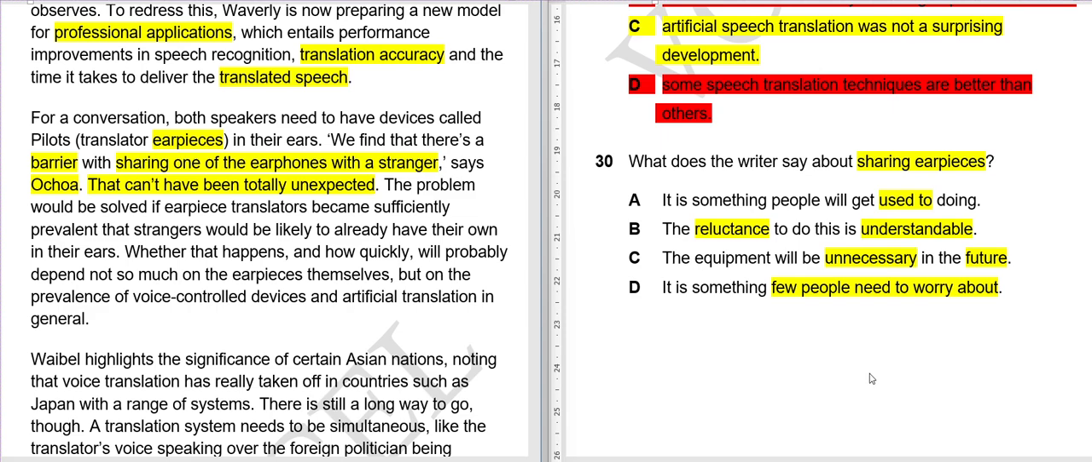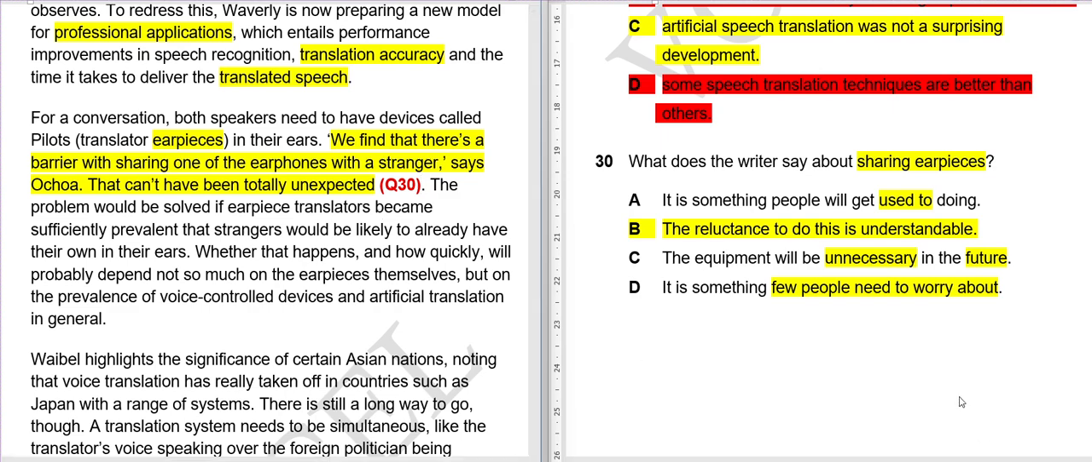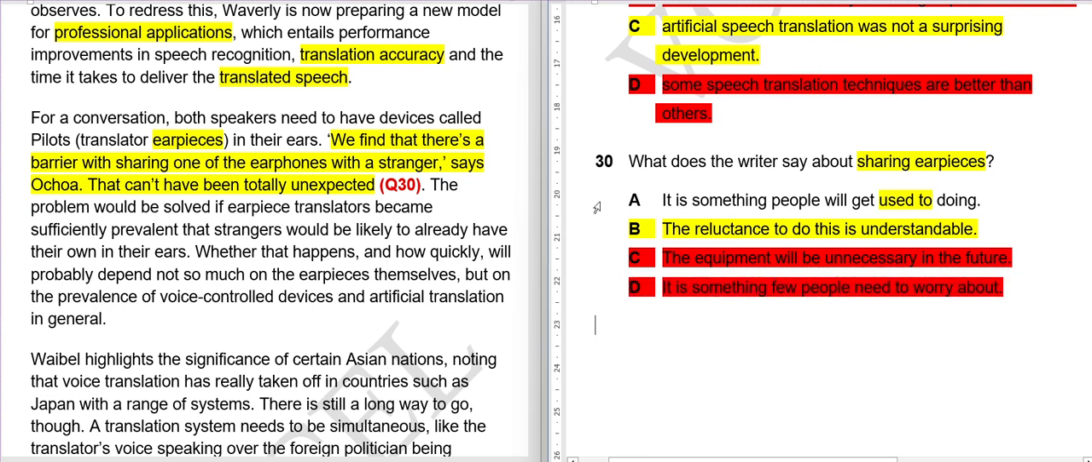Okay, time's up. So I hope you figured it out. You arrived at the correct answer, and our answer is option number B. That's right. The reluctance to do this is understandable because here they're saying we find that there is a barrier with sharing earpieces with strangers, and that can't have been totally unexpected. So if it is not unexpected, obviously it means you are expecting this, and that is obviously understandable. Here there is no mention of unnecessary equipment being unnecessary in the future. There is no mention of that, and there is no mention that only few people will need to worry about it. And obviously, there is the opposite, so people will not be getting used to sharing earpieces. Hope it is clear why B is our answer.